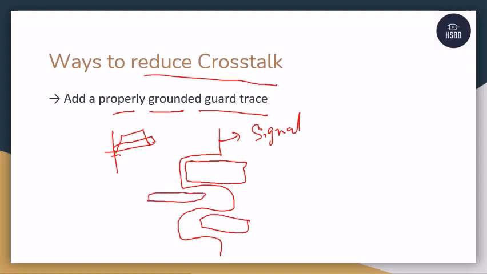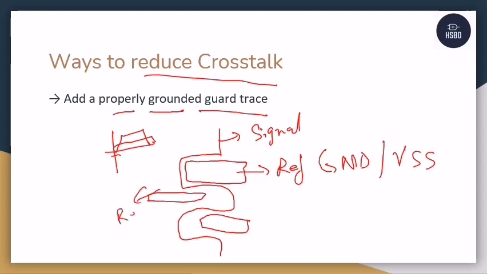So these are the guard traces. Guard traces can be a reference plane, a GND. You need to guard so that all the crosstalk that will be created in this serpentine section will always be absorbed by these reference planes. So this is also reference, this is also reference. I hope this is clear.